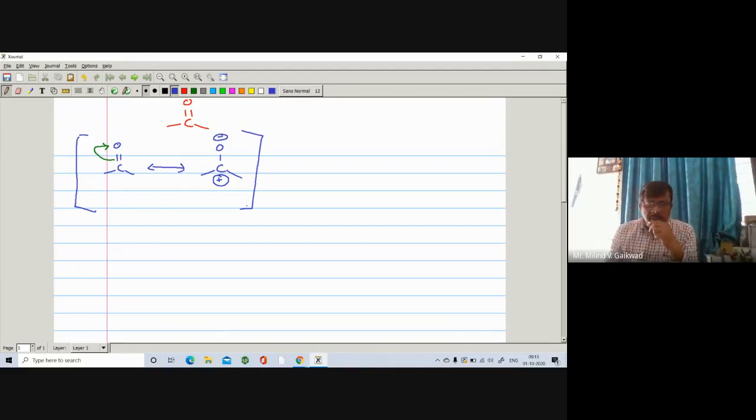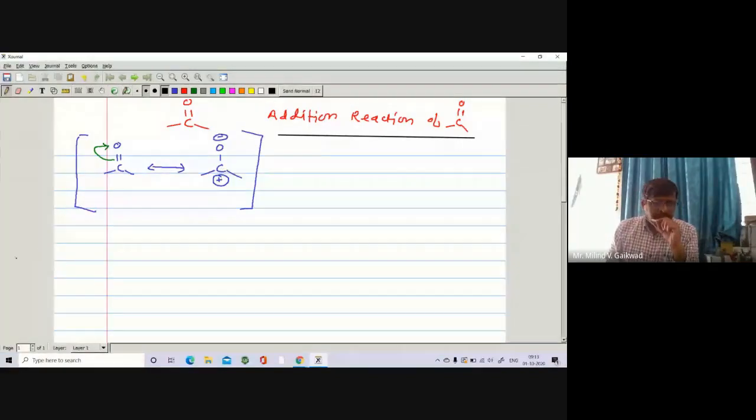their chemical reactions. So this carbonyl compound undergoes addition reactions. We have seen the chemistry of addition reaction of carbonyl compound. Here we'll see in general first and then we'll see in particular.